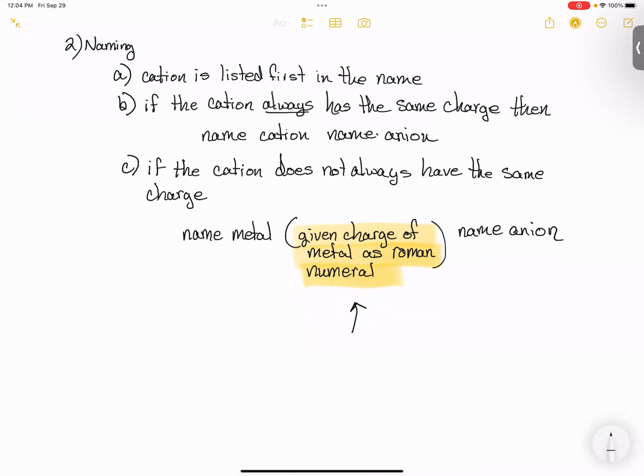Now, once you get going, you won't have to use this formula. But until you are confident, you can use the following formula. The Roman numeral will equal the number of cations times some variable. You can call it Z if you want, Y, X, whatever. But times a variable, minus the number of anions.